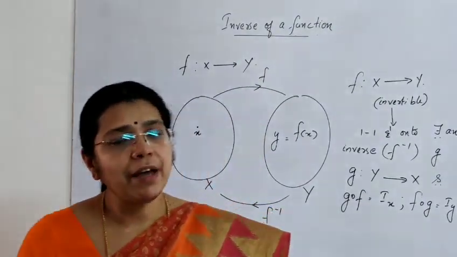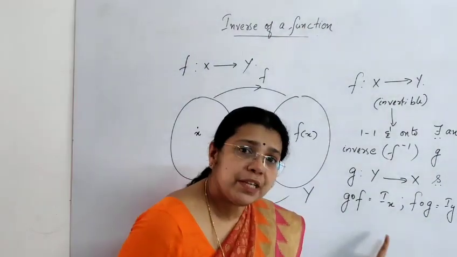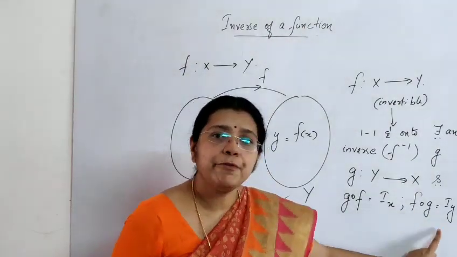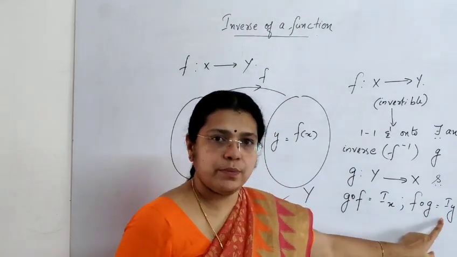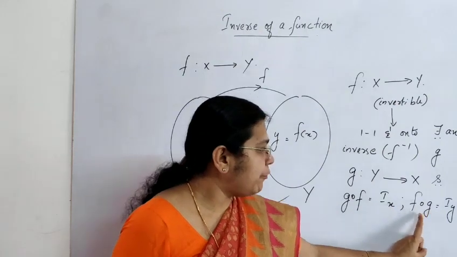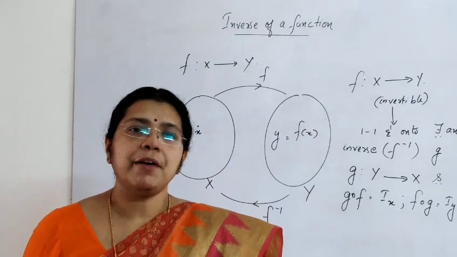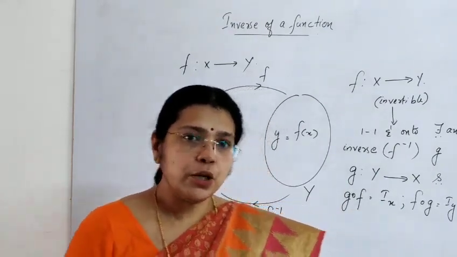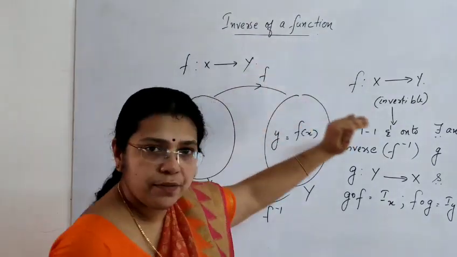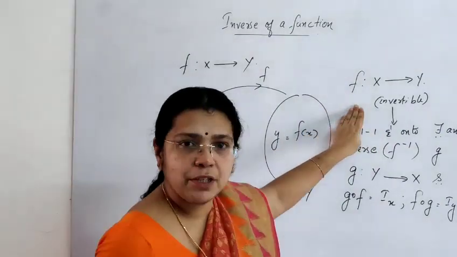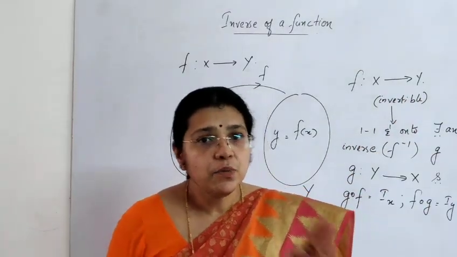g is the inverse of f and f is the inverse of g. That happens when g∘f gives the identity value x and f∘g gives the identity value y. So if g∘f gives you x and f∘g gives you y, it means that g is the inverse of f and f is the inverse of g. Coming to the inverse of a function, here f is a function defined from set X to Y, which is invertible.